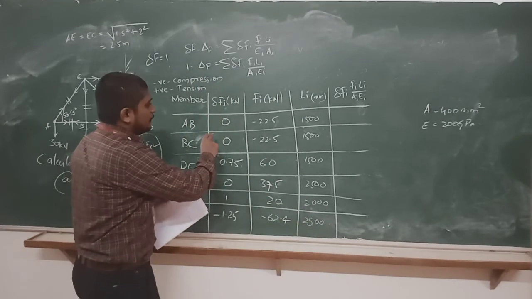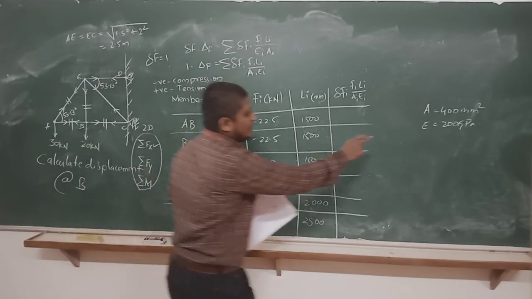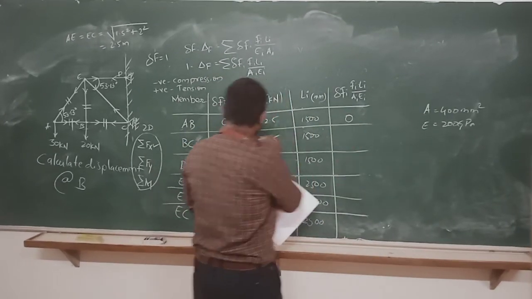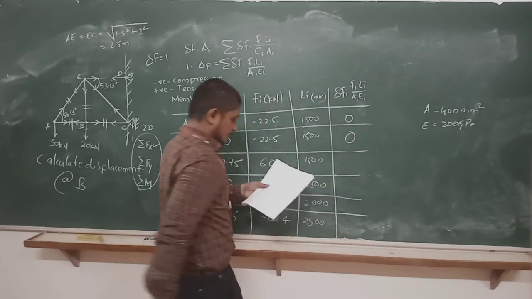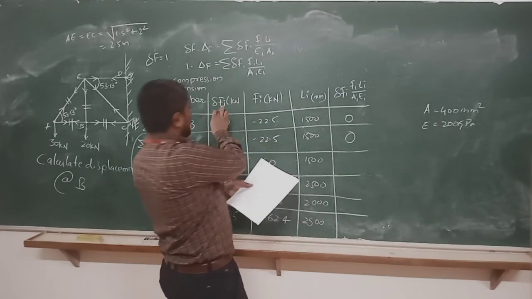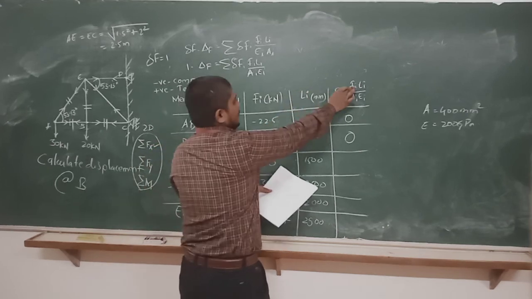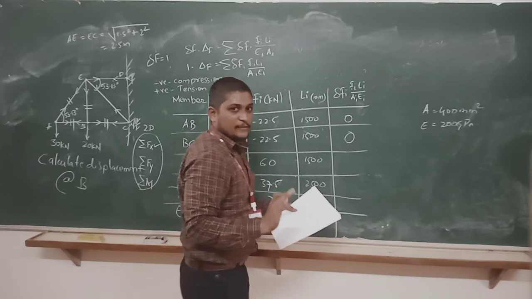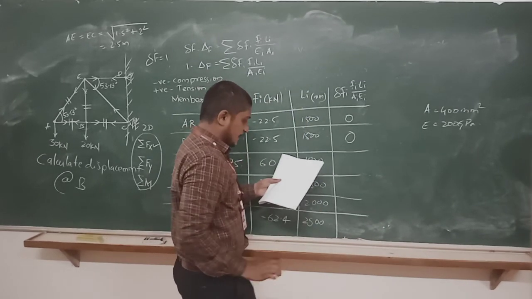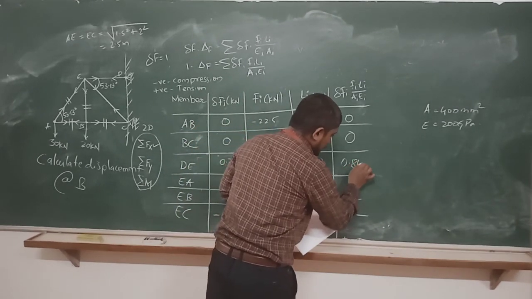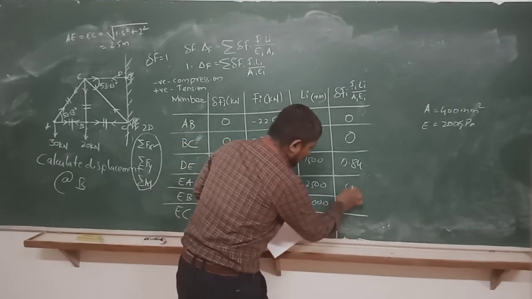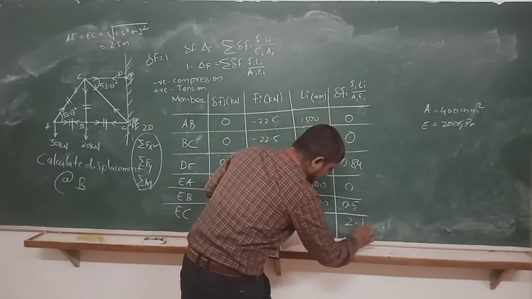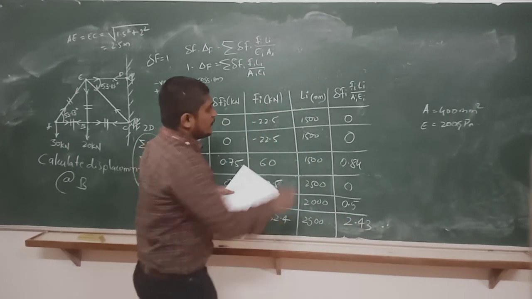Now you just multiply everything. 0 into this divided by AE, you will get 0. Here also 0 is there, if you multiply you will get 0. So the formula is clear. Sigma, del Fi is here, Fi is here, Li is here, A is here, E is here. Everything is given here, you just need to substitute that. Okay, this is 0.84, this is 0, 0.5 and 2.43.